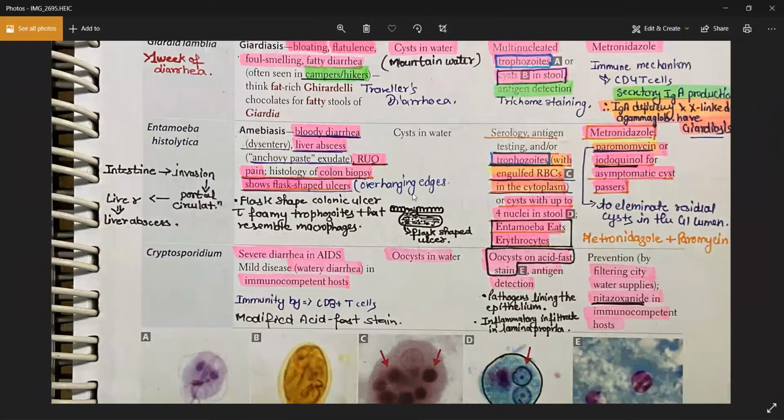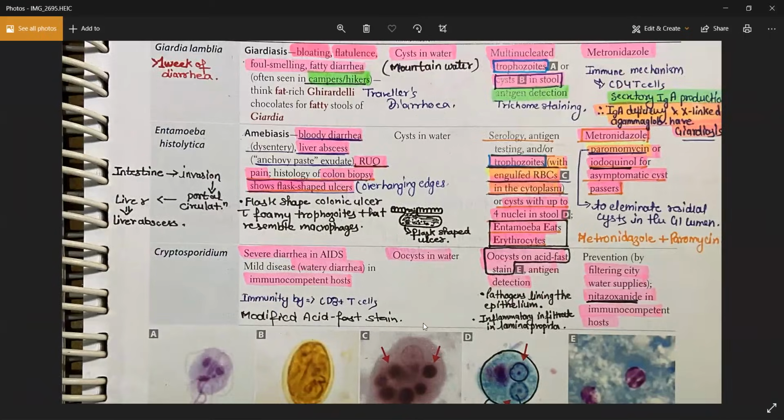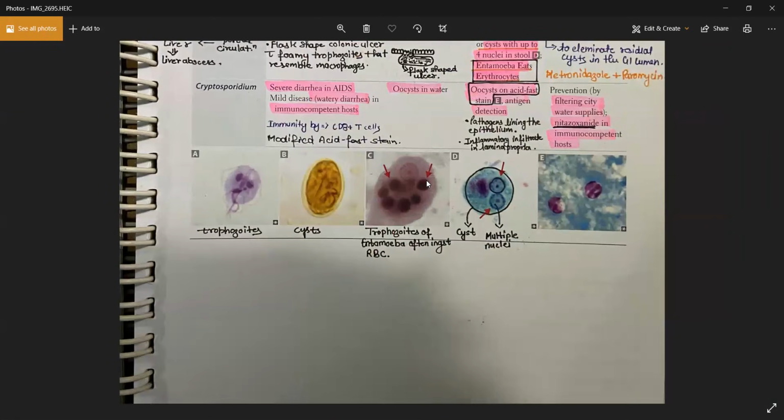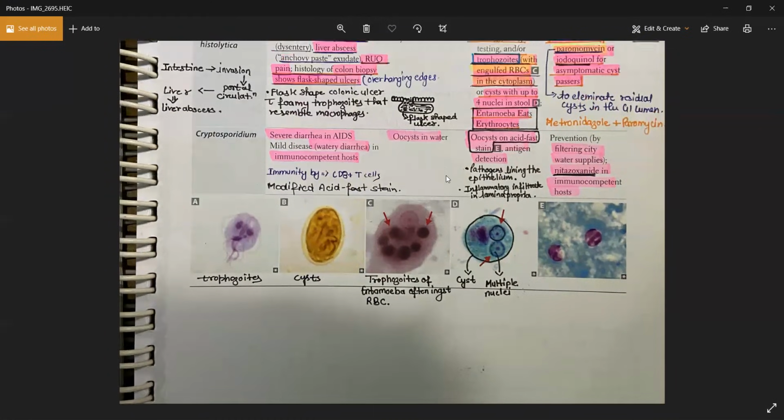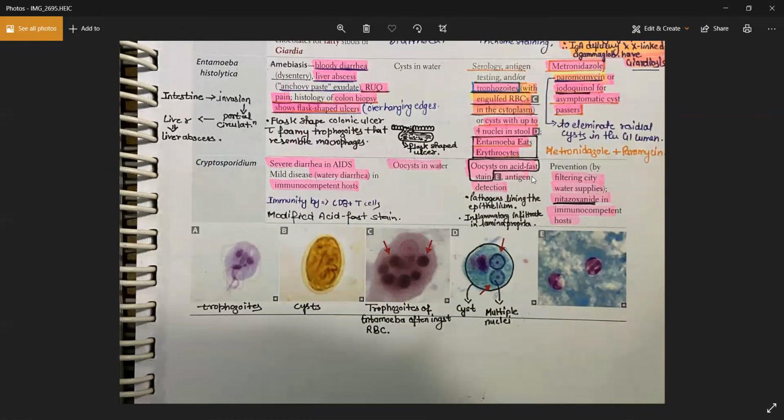Okay, on the stool examination, you need to know that they have trophozoites which are filled with RBCs. Basically, the trophozoites actually ingest the RBCs, as you can see. And you can remember them by the mnemonic that Entamoeba eats erythrocytes. Okay, very important.